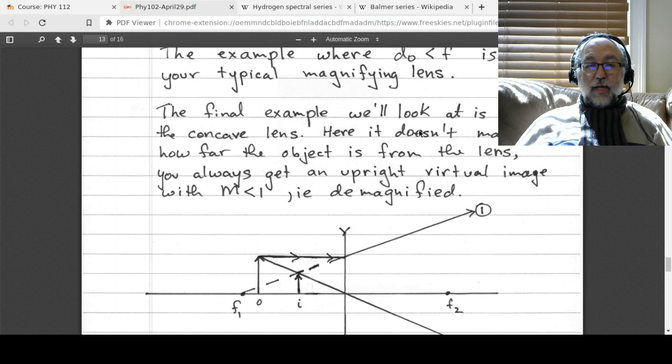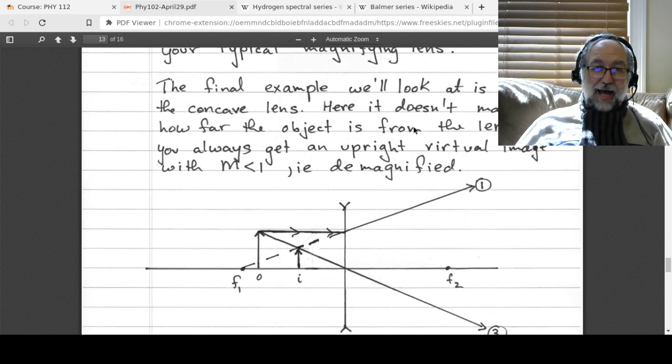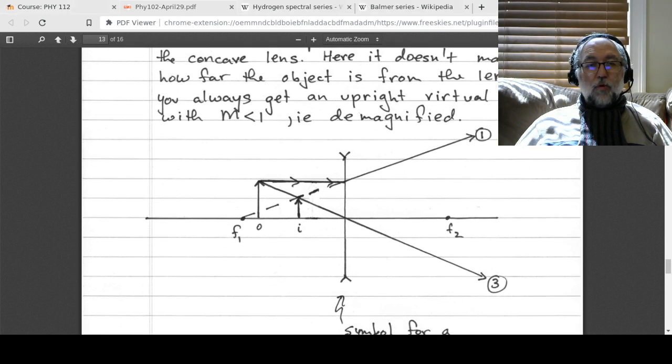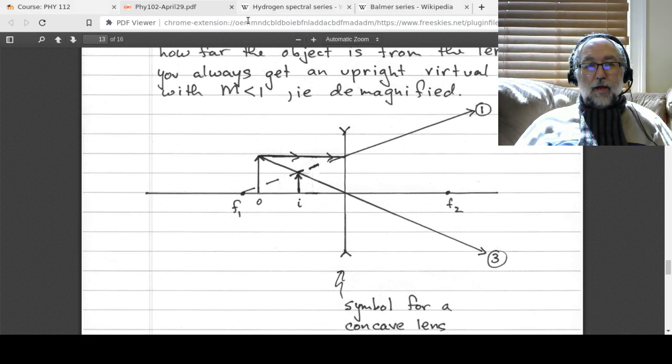And the next one we're going to study, the last one we're going to study is the concave lens, okay? So for the concave lens, let me see if I can get, yeah, good. Just scroll up a bit more. There we go, okay? So here's a concave lens, all right? And wait, one more. There we go, all right. So here's the symbol for a concave lens, all right?